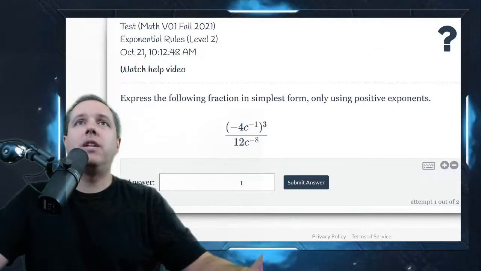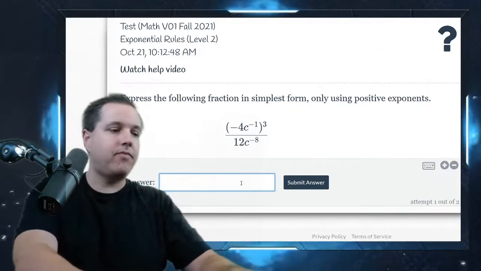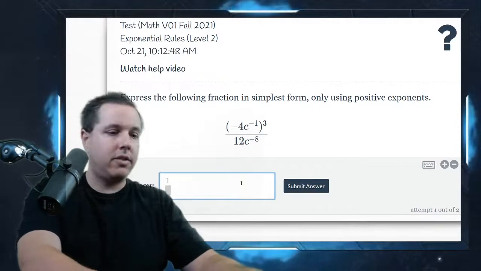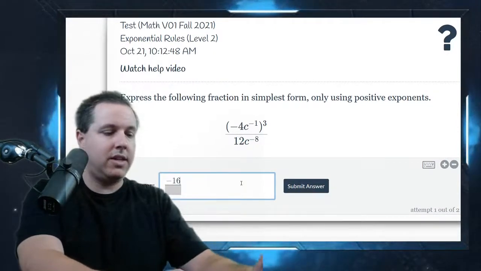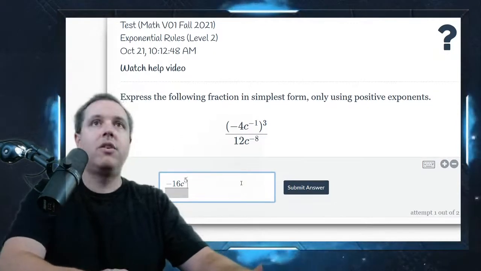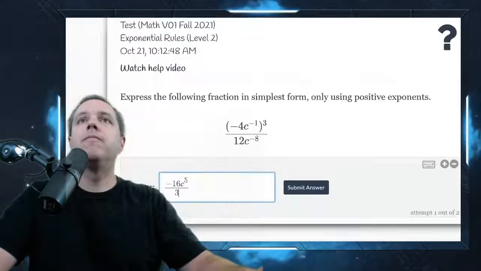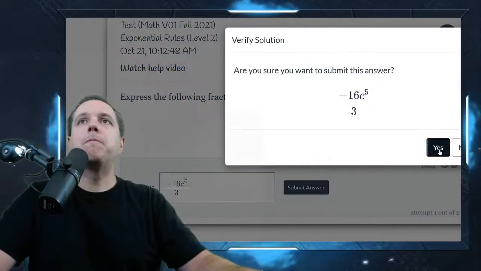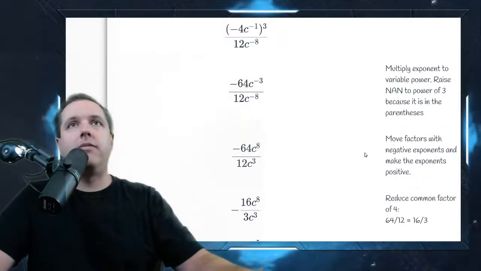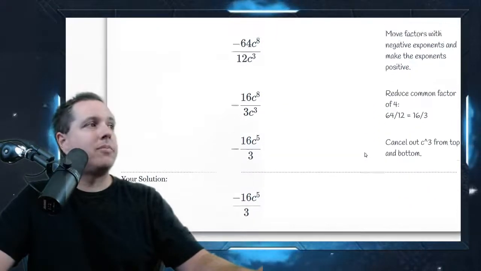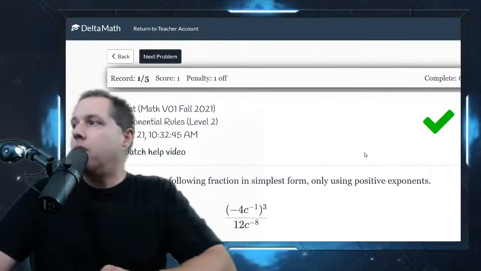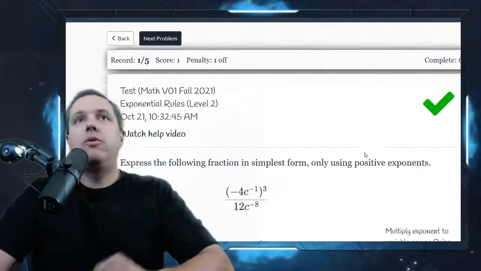So let's see. Hopefully I didn't mess this up. We've got negative 16 c to the 5th over what, 3? All right, got it right. I didn't mess up any of those steps. Okay, so that's how you're going to go through and do that.